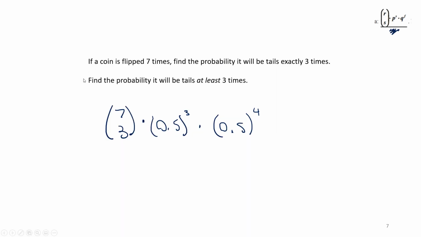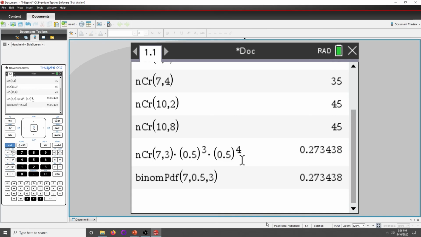Let's go back and we're going to look at the probability it will be tails at least 3 times. So if you had to use the equation for this, you would have to find 3 times, and then you would also have to find 4 times and 5 times. You'd have to do all of them and add them up. You don't want to have to do that, especially on a timed Academic test. There is a function for this.